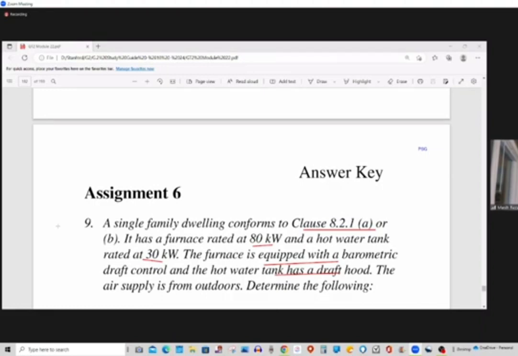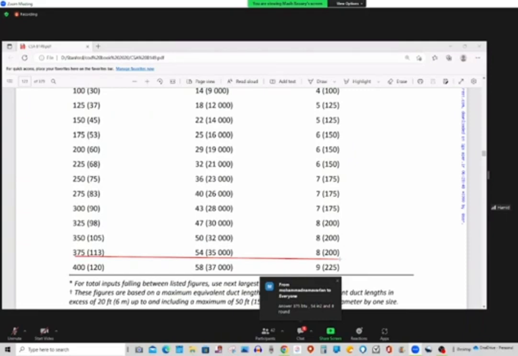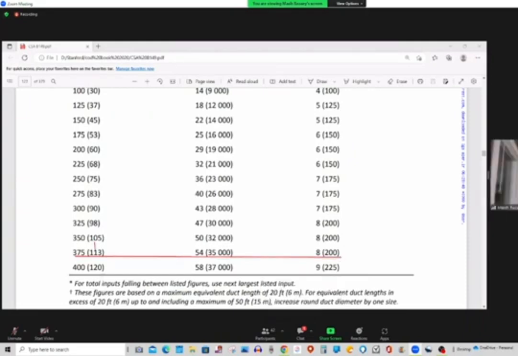Mr. Hamid, open your code book, sir. Table 8.1. Add them together, 80 plus 30, how much was it? 110 kilowatt. Did you get your ruler, sir? Yes, sir. Table 8.1, where it said 375. Do you see that? Look, here is kilowatt. So 80 plus 30 is going to be 110. But we have 113. 113 is 3,500 millimeter square, and 200 millimeter is the diameter.